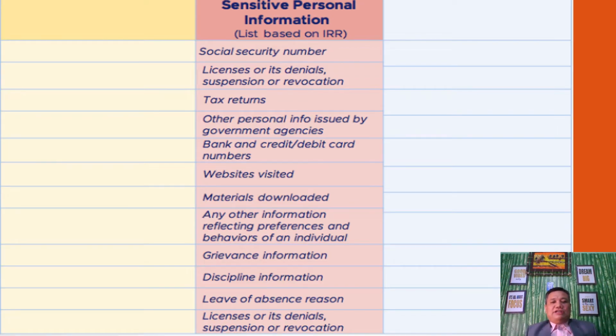Additional sensitive personal information. As I mentioned earlier, in addition, of course, websites visited. That is also sensitive personal information. Materials downloaded, any other information reflecting preferences and behavior of an individual, grievance information, discipline information, leave of absence reason, licenses or its denials, suspension or revocation.